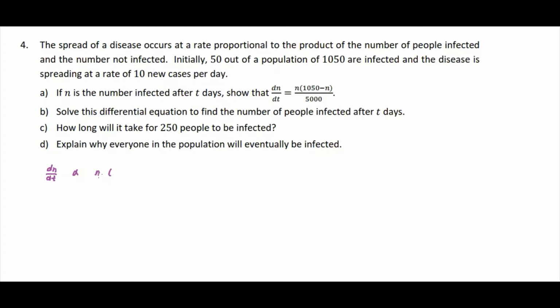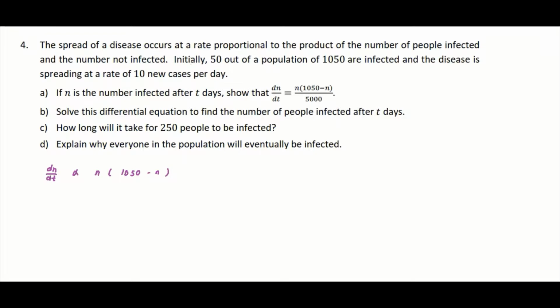So if N is the number of people infected, what is the number not infected? You should know the population there. Then you use the total number minus the number infected, right? In this case, the population is 1,050, so it's 1,050 minus N. N is the number infected, and 1,050 minus N is the number not infected. So that's the first thing we can get.